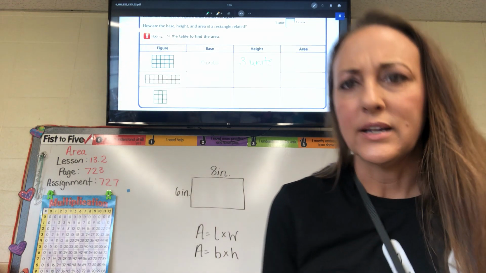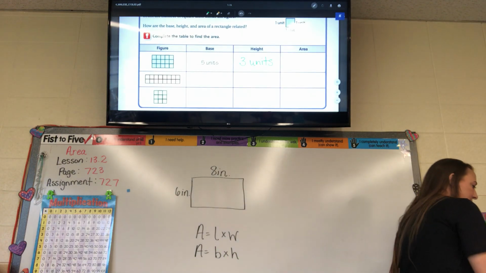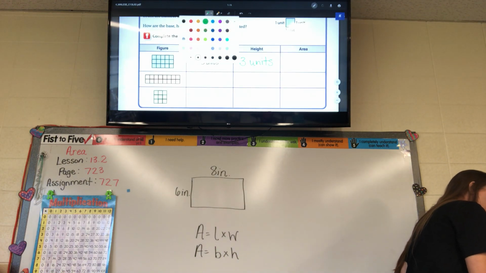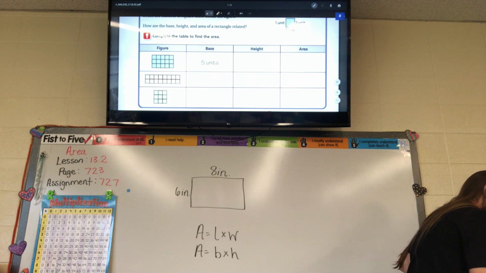Let me see if you guys can see that. Yikes. Okay, let me try to make it a little bit of a darker color and see if that works better. Okay, so let's try 3 units.